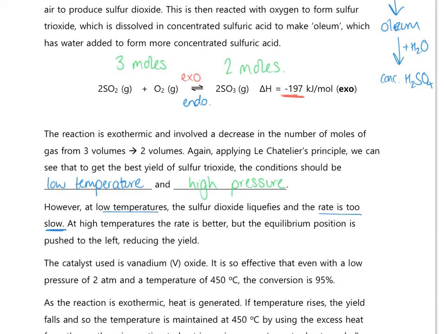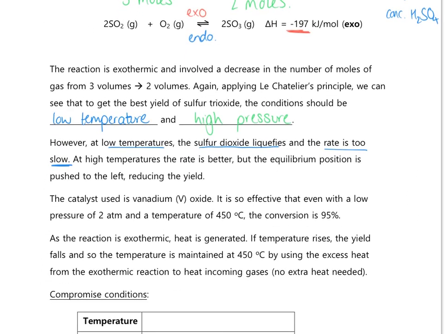Also, we've got a further problem in that if we lower the temperature too much, sulfur dioxide, a gas, is going to liquefy. So we don't want that, and also the rate is too slow. If we want to increase the rate, we've got to increase the temperature, but that's going to shift the equilibrium position to the left hand side, which reduces the yield. So we've got to come up with a compromise. That compromise is a temperature of 450.